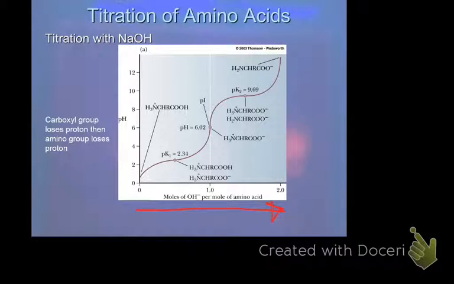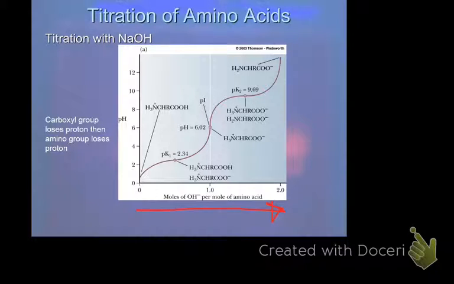If you do it the opposite way, if you're adding acid, then it actually would look more like this. It would be the opposite direction, because you're starting at a higher pH and you're going to a lower pH. But usually we start at low pH and add to high pH.